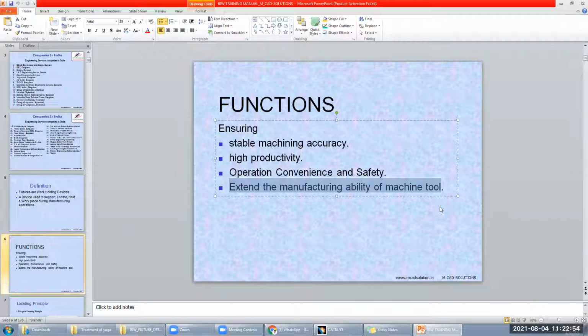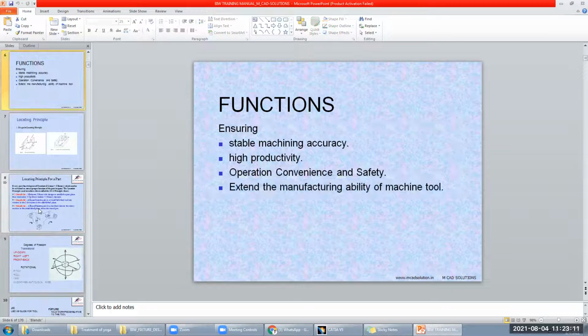In any industry where operations are there, the fixture is used. We mainly focus on automobile BIW, but the same concept is applicable to any industry, with little bit different standards.